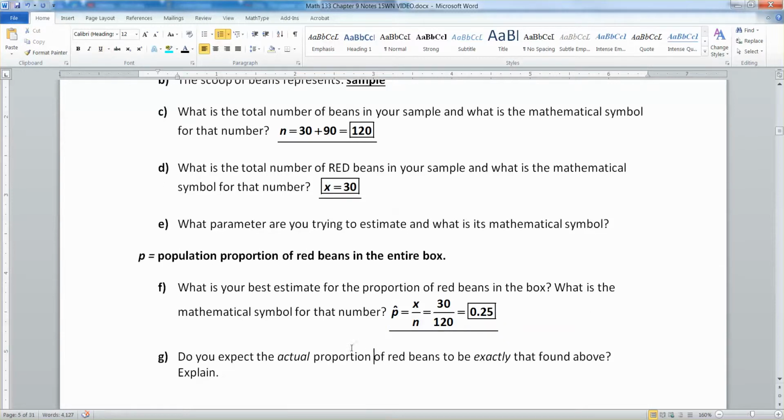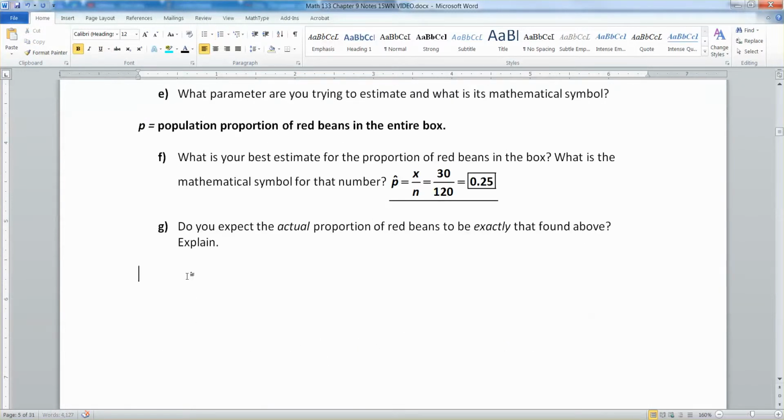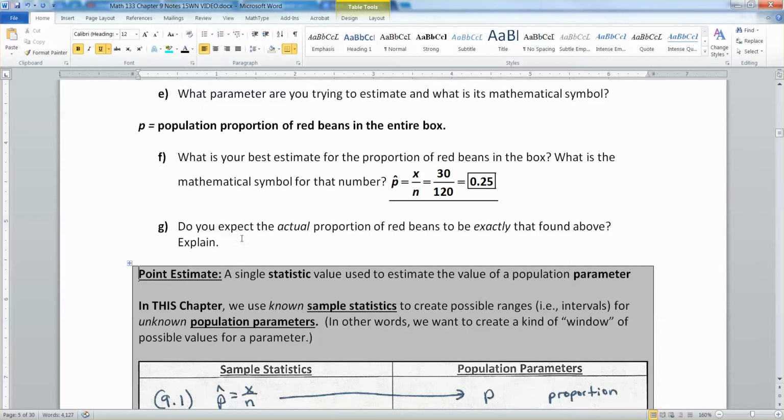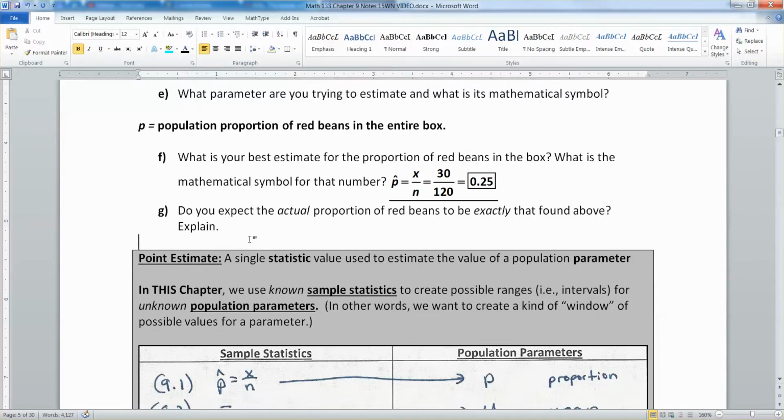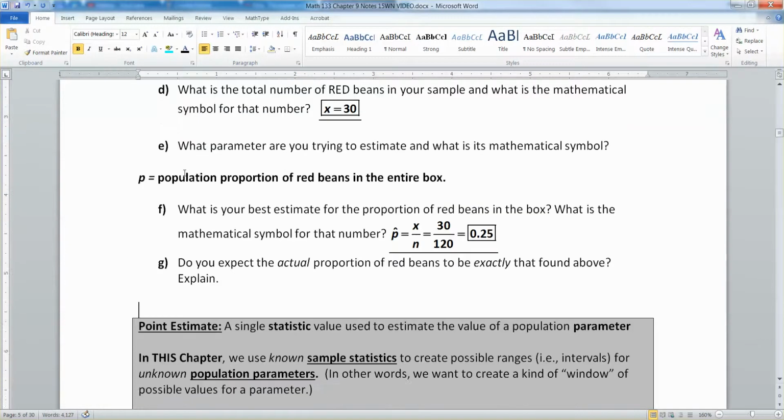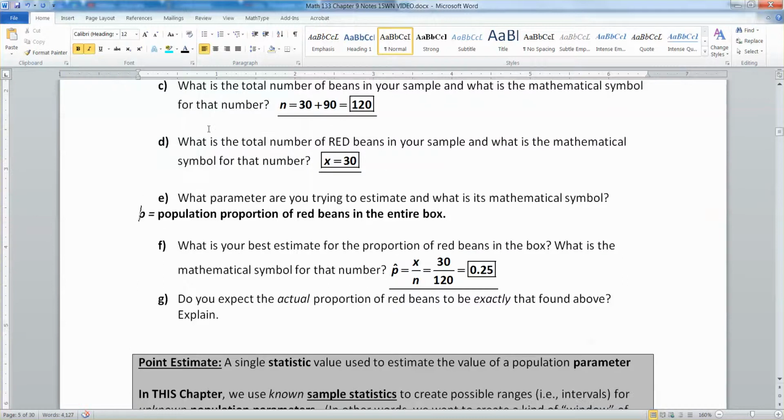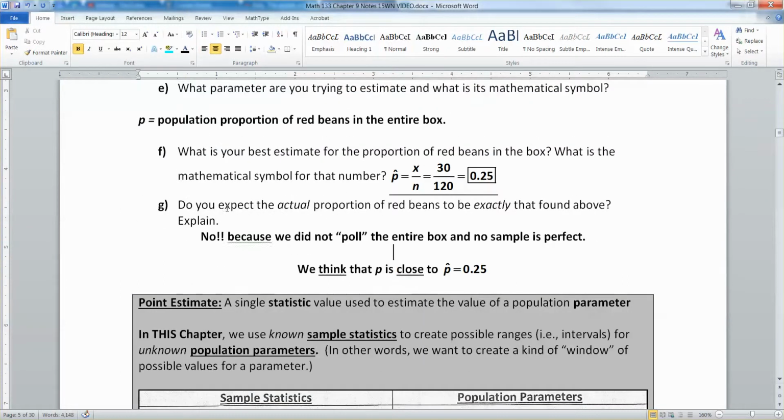The single best guess. Now, do we know the actual value of the population red beans? No, we do not. Right? Because that would require us to poll, if you will, the entire box, and we didn't do that. So no, we don't know the actual proportion because we did not sample the entire box. And no sample is perfect, right? Because of sampling error, section 1.5. All samples are going to be a little bit off, right?